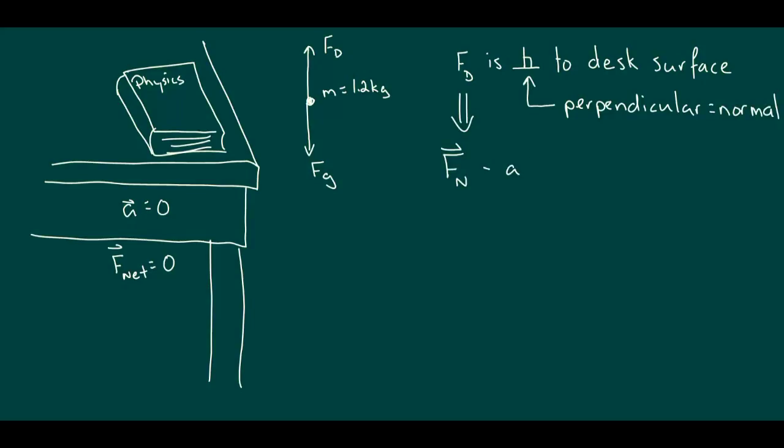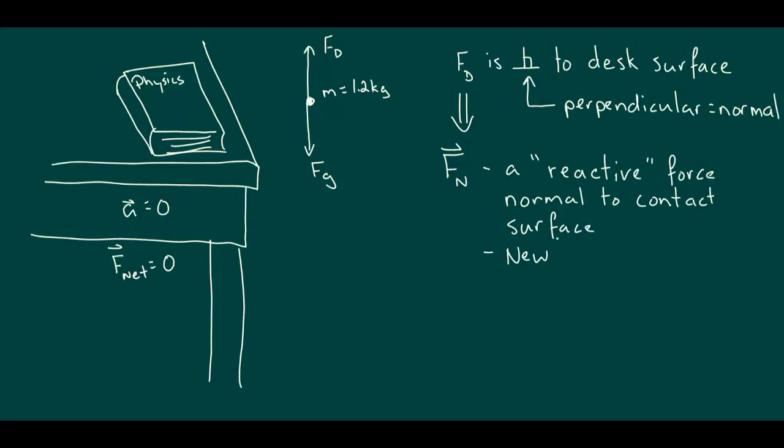Now if we get the net force from the vector sum and only gravity and the desk are acting, we can rearrange the equation to see that the normal force must be equal and opposite to the force of gravity. But what if we push down on the textbook? Still, the textbook remains motionless, and again the acceleration is zero, which means that the net force must be zero.